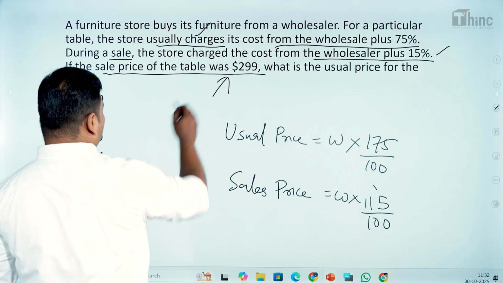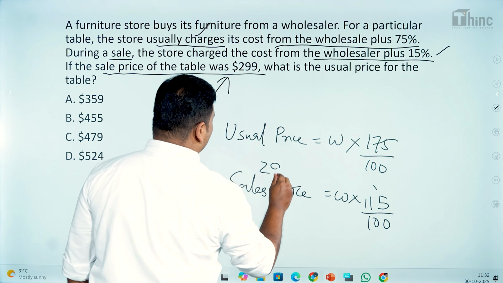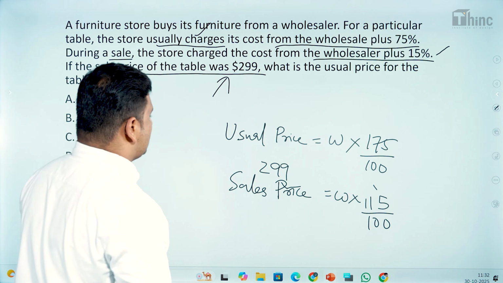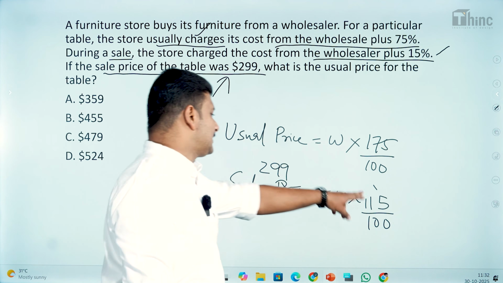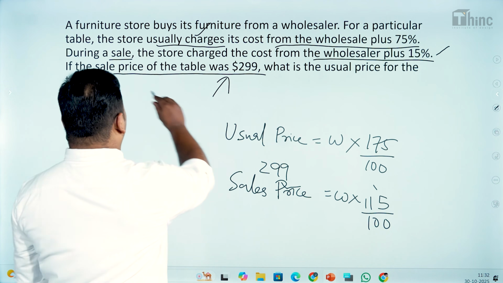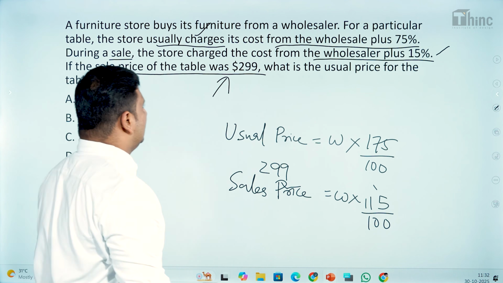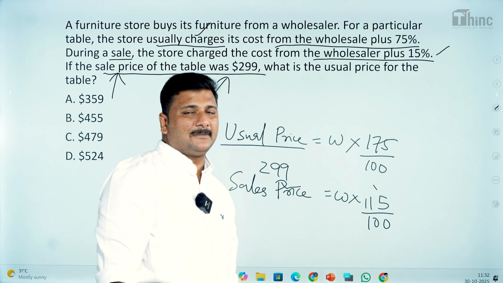And what is the sales price? It is 299. So we already know the sales price, that is 299. So during a sale, they are charging 15% more than the wholesale price. So wholesale price increased by 15% is W into 115 by 100, and that is the sales price. And that sales price is given, 299, and we need to find the usual price. So usual price is what we need to find out.